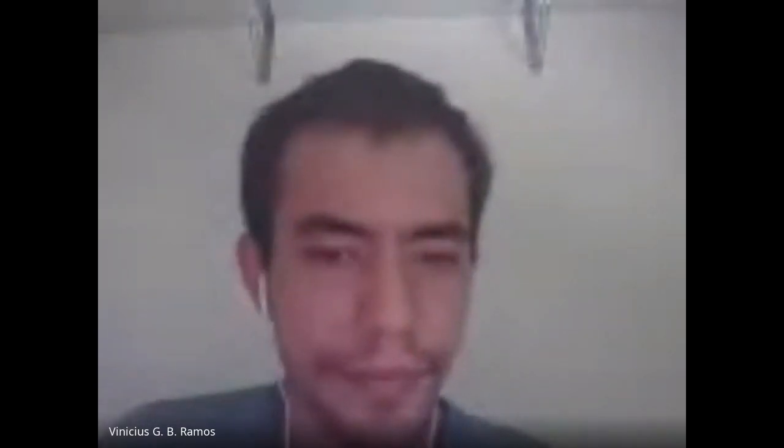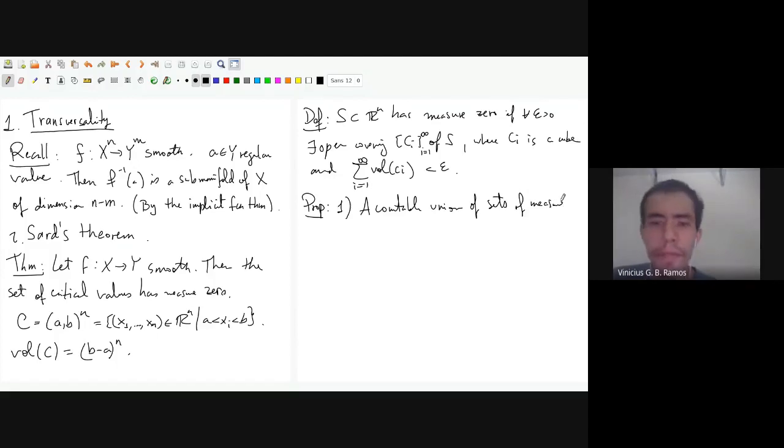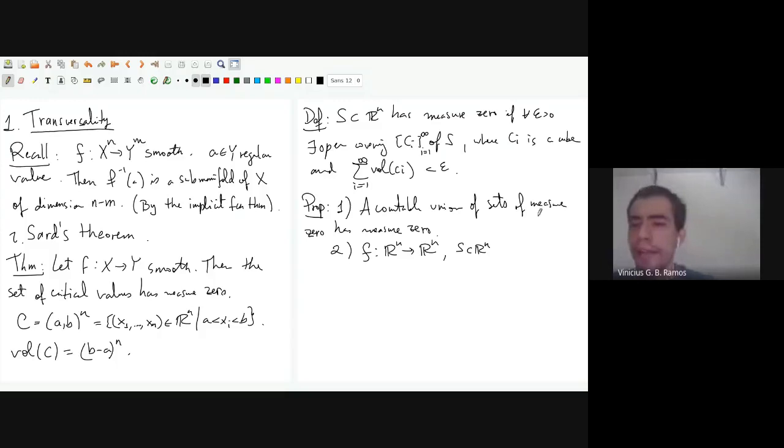Okay, so the first proposition is that a countable union of sets of measure 0 has measure 0. And the second thing is, if I have a function from Rn, or from a subset of Rn, to Rn, and S is some subset of Rn of measure 0, then the image of S also has measure 0.